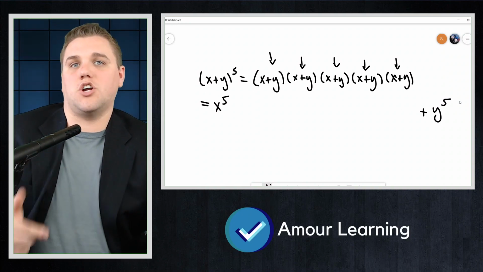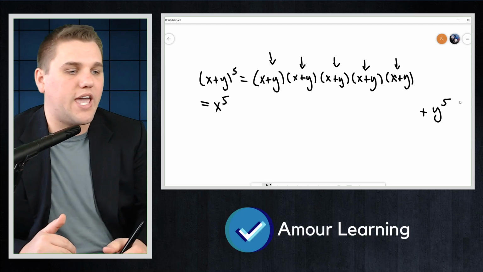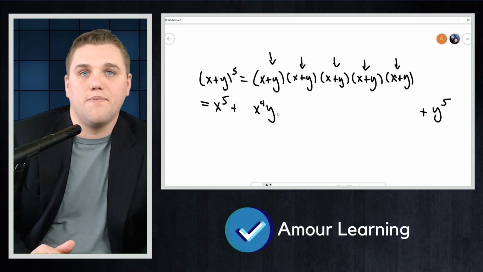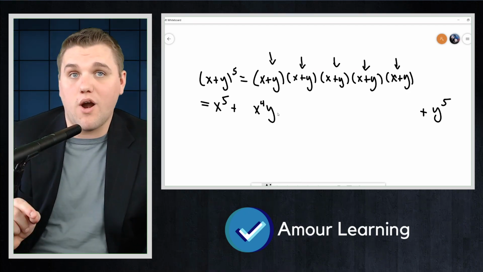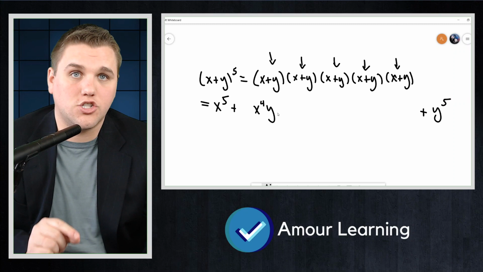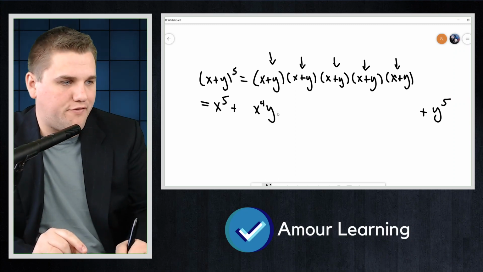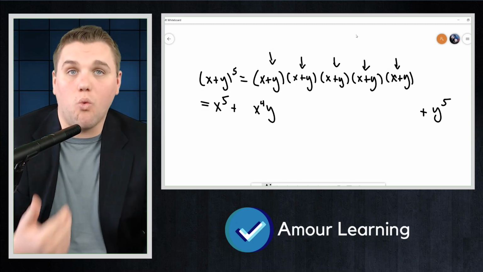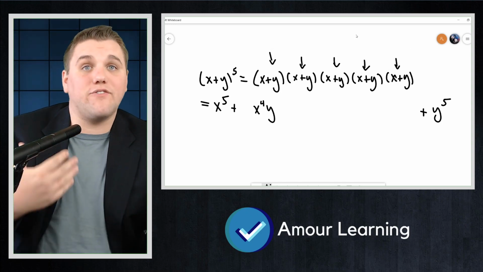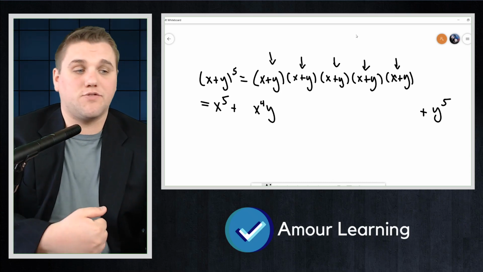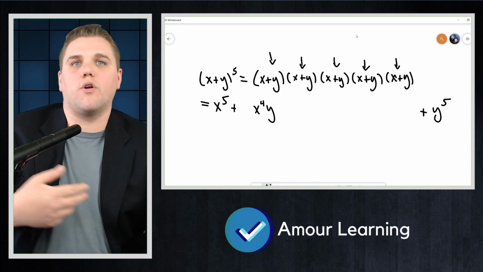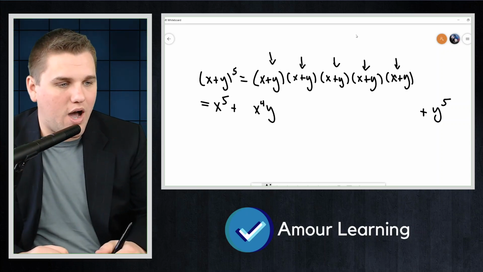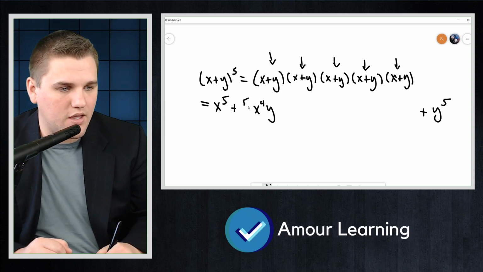So to get terms like this, let's do x to the fourth y. We need to use 4 x's and 1 y. So we need exactly one of these 5 binomials here, exactly one of them, to contribute a y. Well, there are 5 choices for this. The y could be picked from the first binomial or the third one or the fourth one or the second one or the fifth one. So there are 5 ways to get x to the fourth y, meaning that this coefficient should be 5.